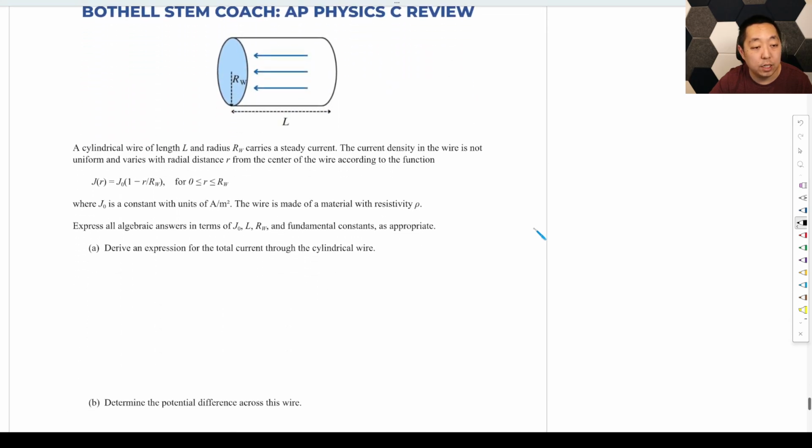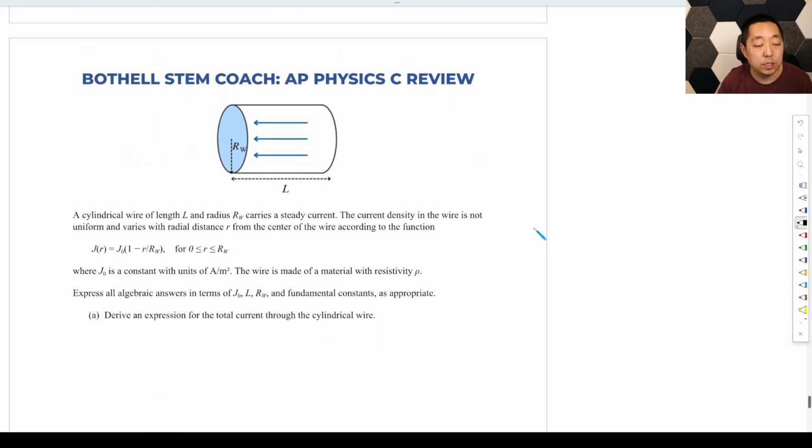Let's look at a current density problem, so that you see at least one example of how that works. A cylindrical wire of length L and radius RW carries a steady current. The current density in the wire is not uniform and varies with the radial distance r from the center of the wire according to the function given, where J0 is a constant. The wire is made of a material with resistivity rho. Express all your answers in terms of these.